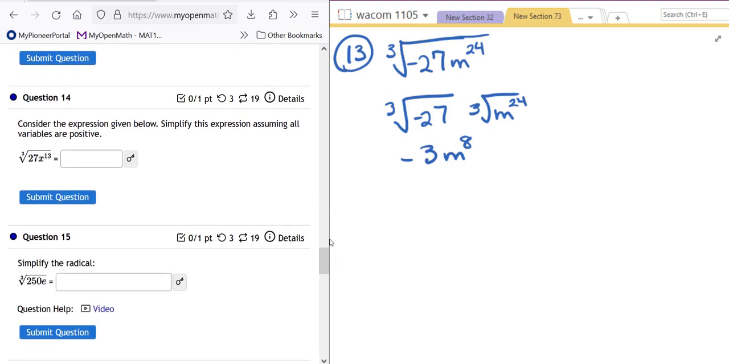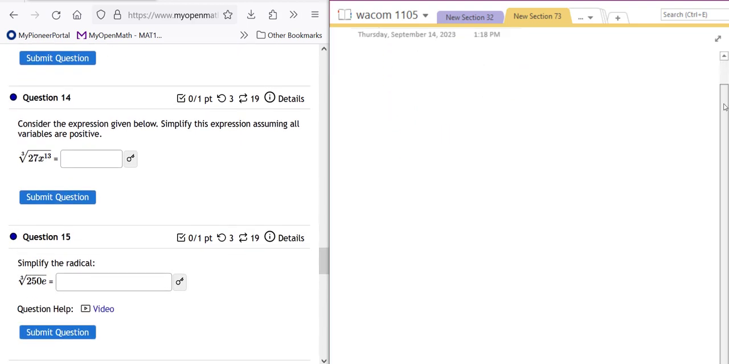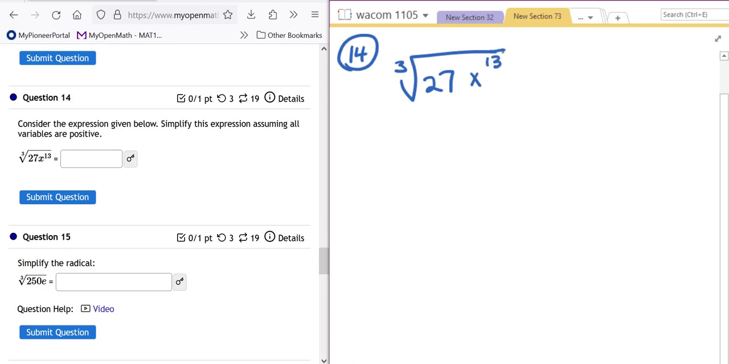14 is our first one with a variable where it doesn't go evenly. So we're going to do a cube root of 27. 27 is going to be fine. That is a perfect cube, so that's not going to be new. You can do it on your calculator or remember. The answer to it is 3. So we have cube root of 27, that's a 3. But then we have to work on cube root of x to the 13th.